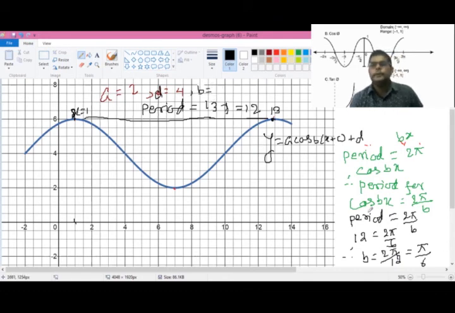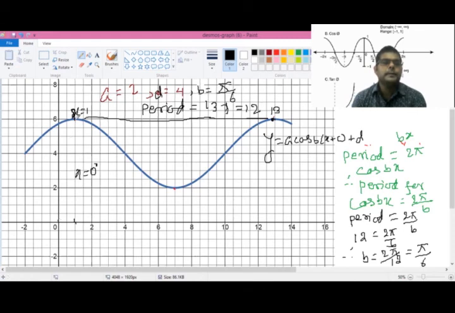So the value of b we have got is pi by 6. So we have all these values now. Now we have to see what the value of c should be. If you are considering this as cos, then cos has its maximum value at x equals 0, at 0 degrees. So x is 0 at this point.